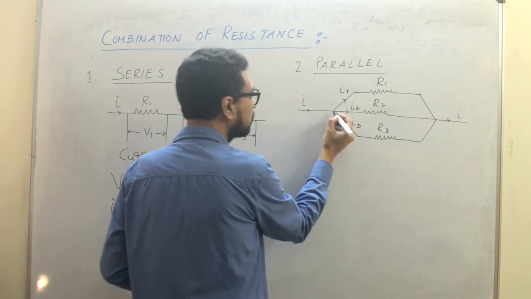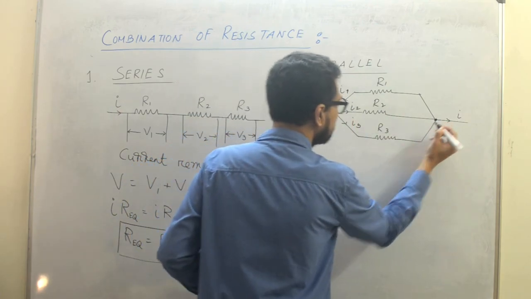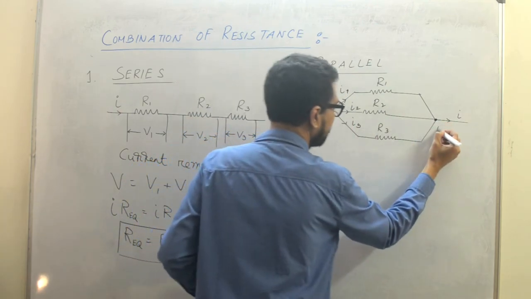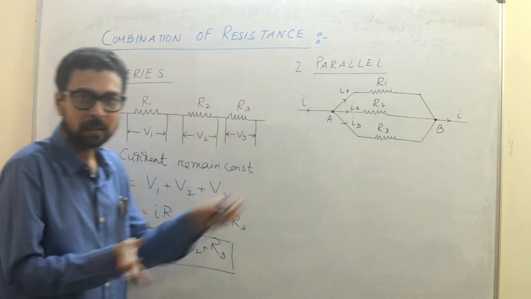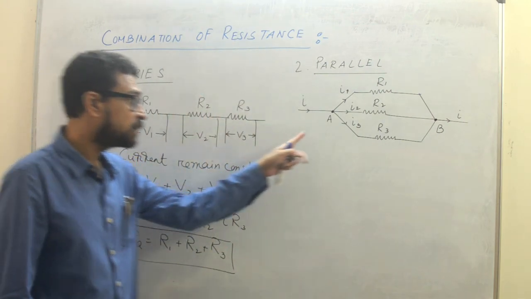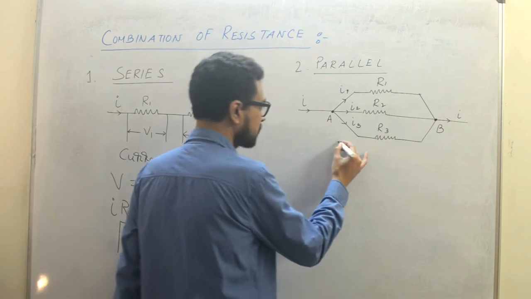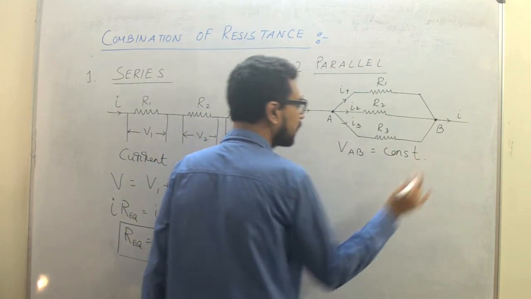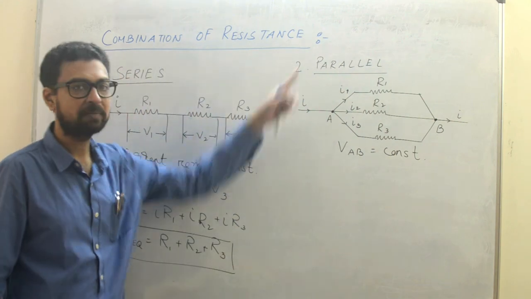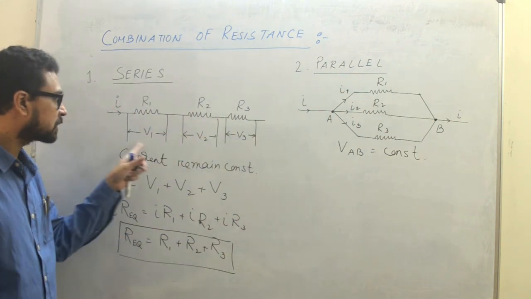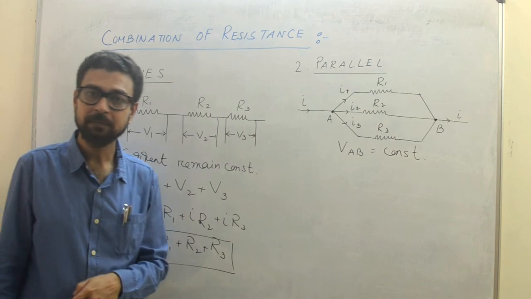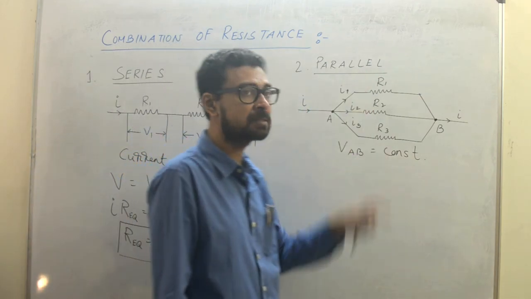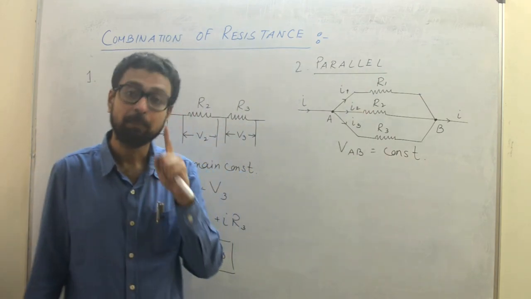Another point is that suppose these two are the junctions A and B, where the resistances are diverged, then the potential between A and B will remain constant. So VAB is constant. Unlike the series case, where the current was constant, here current is getting divided, and the potential was individually different there. Now here all these resistances will have the same potential.